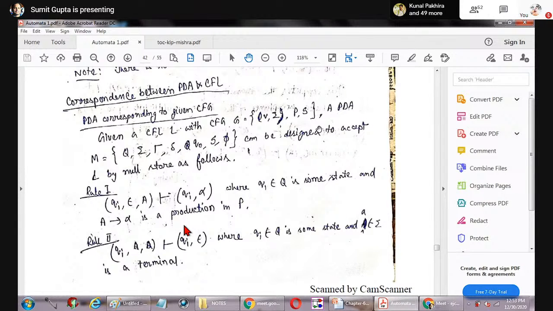the rules. Suppose we have this transition function δ(qi, epsilon, A), this will be transformed into (qi, alpha), where qi belongs to capital Q, definitely it will be a part of the capital Q set in some state, and A gives alpha is a production in P. So what have we done over here? কি শো করছে এটা? What is the first rule saying? Capital A, that means what, in the grammar capital P there is a production, capital A gives alpha.